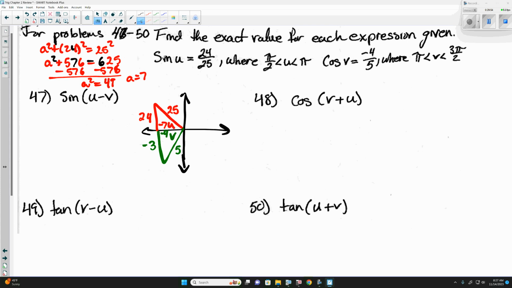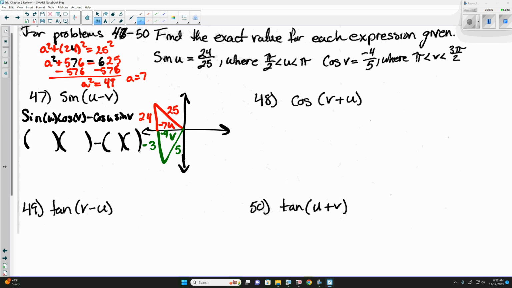Now, luckily for you, your writing utensil takes up less space than mine, so you'll be able to fit all this in, but I would just start going to the formulas now. Sine of u minus v. That would be sine of u cosine v minus cosine u sine of v.